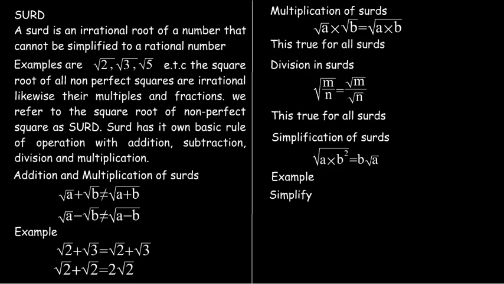Example, simplify root 28. Now we know that 28 can be broken down into 4 times 7, and the square root of 4 is 2, but we cannot break 7 further. So our solution, root 28 becomes root 4 times 7, and we'll find the square root of 4, which is 2, and it becomes 2 root 7. We have some few examples we'll be looking at.